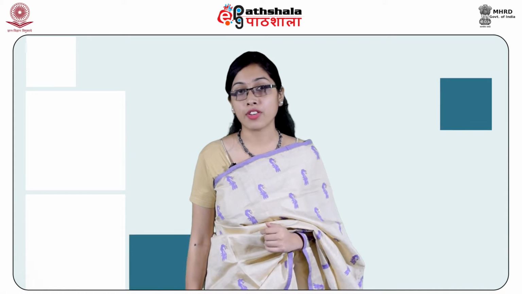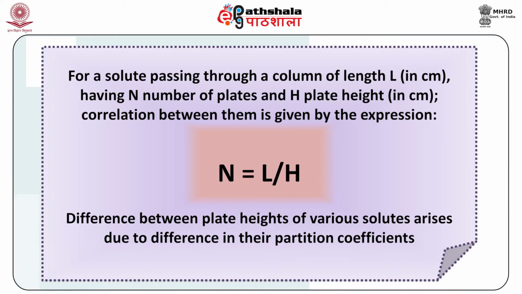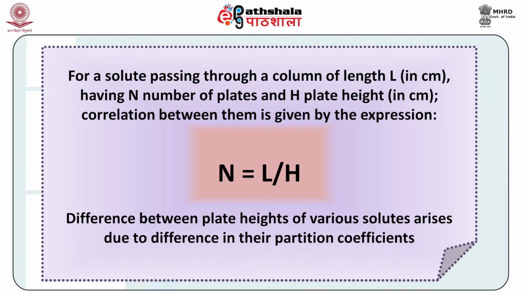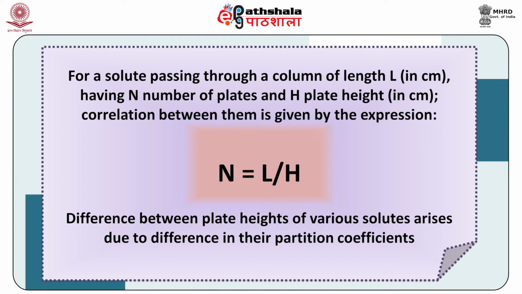The efficiency of the column to separate components is dependent upon plate height. A column of a particular length with lesser plate height and thus more number of theoretical plates is more efficient than the one with lesser number of theoretical plates. For a solute passing through a column of length L in centimeters having n number of plates and h plate height in centimeter, correlation between them is given by the expression where n is equal to L by h.